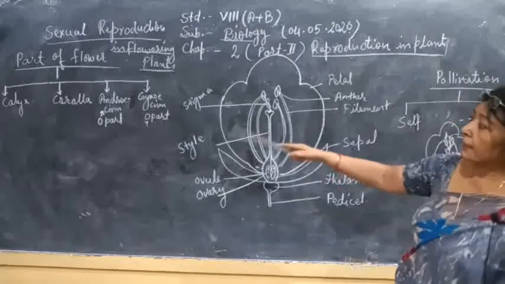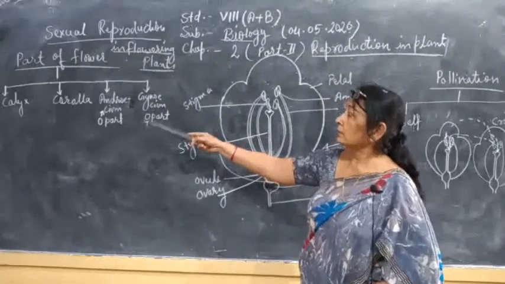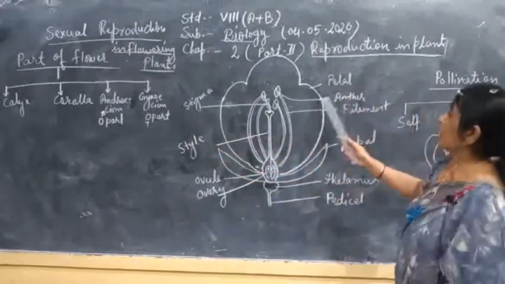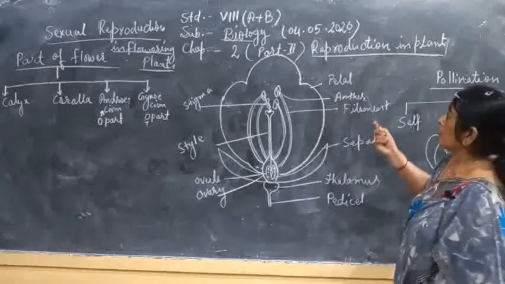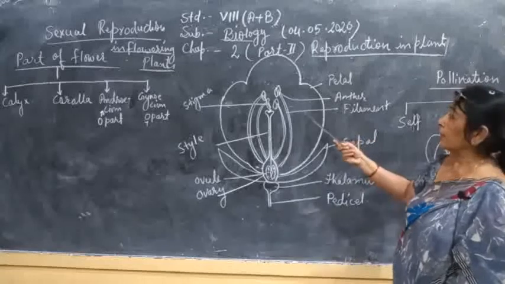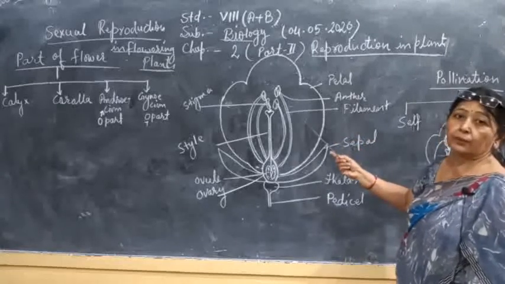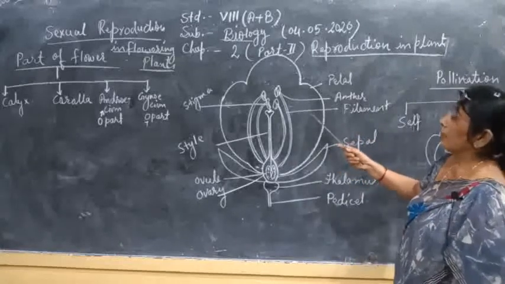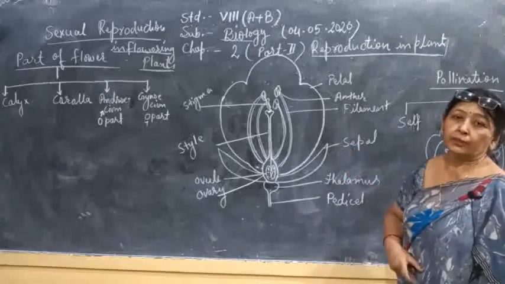Petals. The second whorl is called corolla. Corolla consists of petals. It is a very bright, attractive and colorful part of the flower. It attracts insects for pollination.